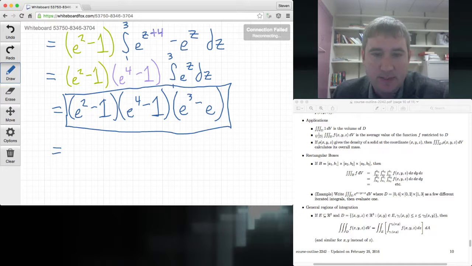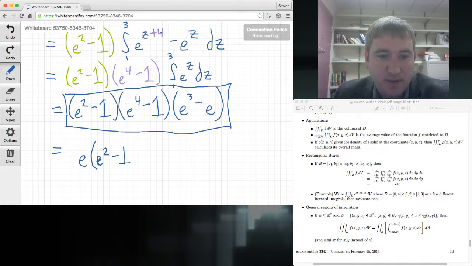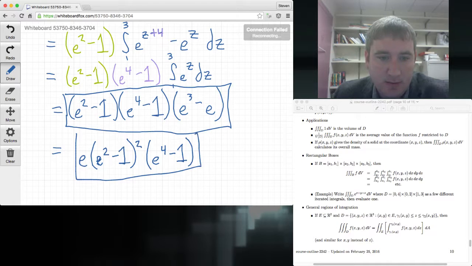We care more about, do we know how to do it? If you want, though, you can factor out e from this last term. That gets you e squared minus 1 is left over, so we have 2 e squared minus 1s, e to the 4th minus 1. Heck, you could factor that e to the 4th minus 1 and do even more stuff, but that's getting way too deep into it. This is what I expect right here.